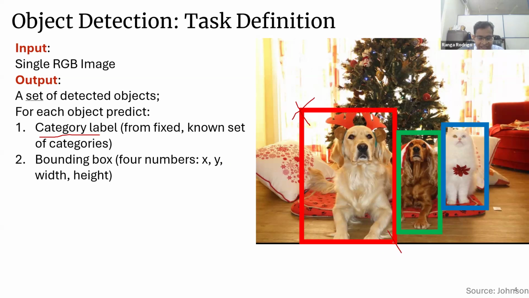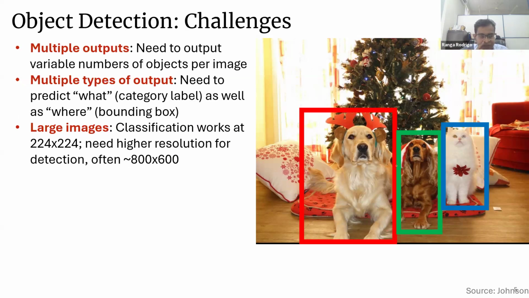You can say xy, x1, y1, x2, y2, or center xy and the width and the height. Both are okay. But usually center and the width and height are the numbers that they use. So the challenge is no need to output multiple outputs. No need to output variable number of objects per image. Need to output, right? That is the problem. So multiple types of outputs need to predict what the category label as well as where the bounding box.